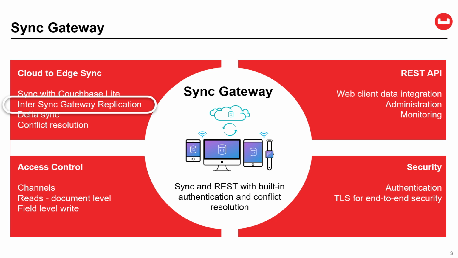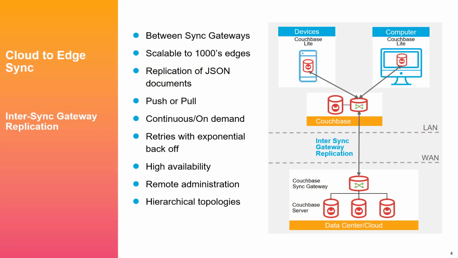For this demonstration, we will focus on inter-Sync Gateway replication, which is the ability to sync data between Sync Gateway deployments in a multi-tier edge topology. The ability to replicate data between Sync Gateway deployments is a significant differentiator for Couchbase, as it enables complex edge topologies that can be many levels deep and meet nearly any requirement for availability and low latency. Inter-Sync Gateway replication is bidirectional, restarts automatically, and is designed to support deployments of up to thousands of edge nodes.